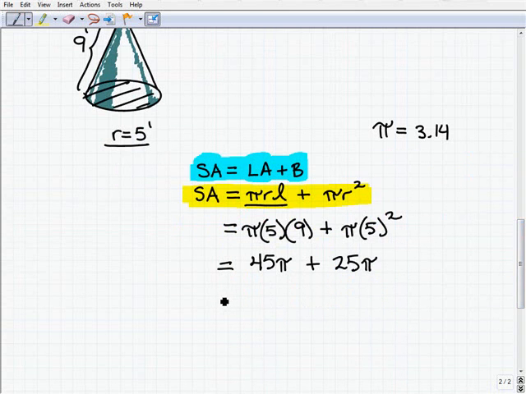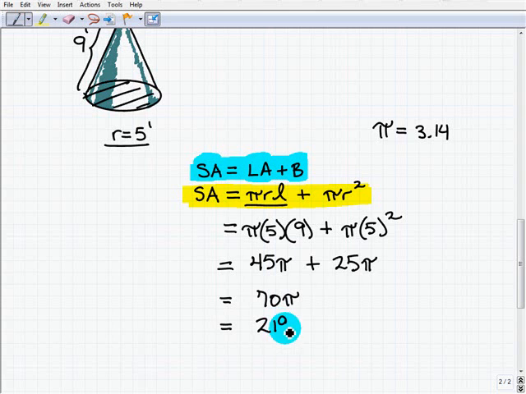Before you actually multiply each individual number by pi, you can simply add 45 and 25. 45 plus 25 would be 70 pi. It's one thing you can do to make your calculations a little bit easier. So now let's take 70 and multiply it by 3.14, and we get 219.8. Once again, let's not forget about our units of measure. We're talking feet, so that's feet squared. So that is the total surface area.